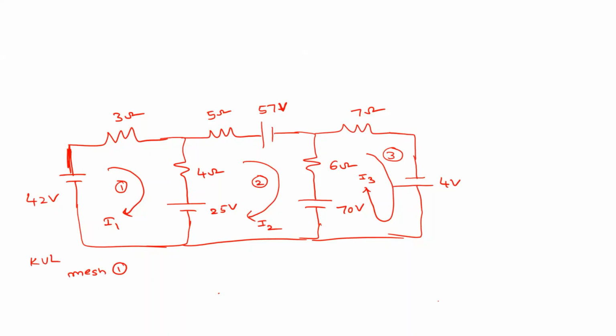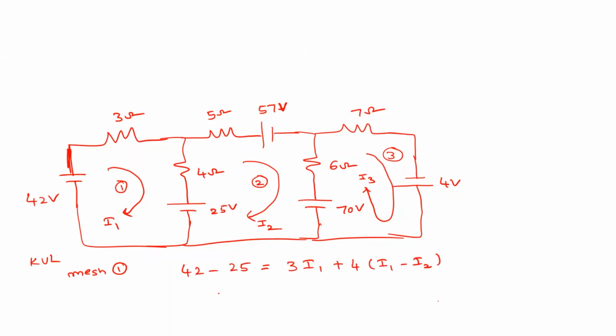Sir, 42 minus 25 equals 3 I1 plus 4 times (I1 minus I2). I1 current is flowing in the downward direction, I2 is in the upward direction. So therefore the current is I1 minus I2, right? Plus, that's all. Yes, sir.